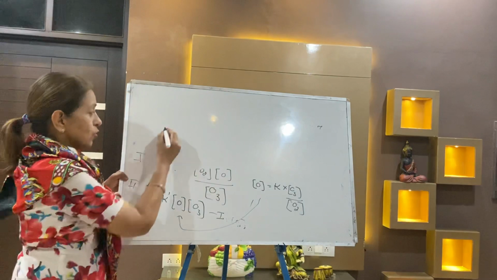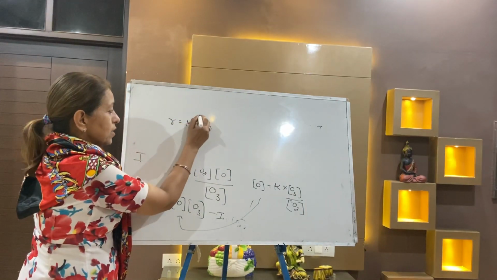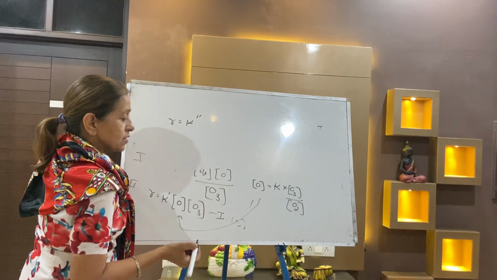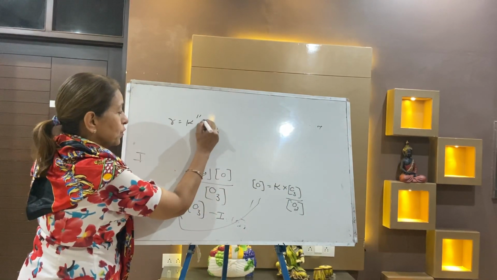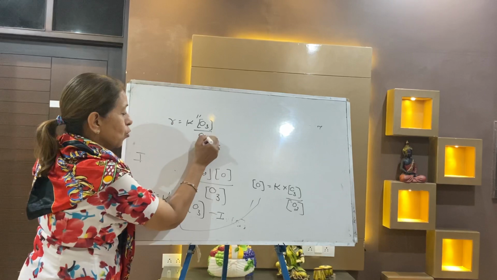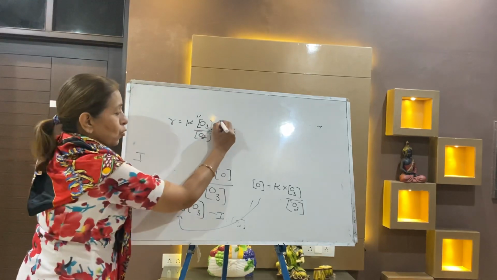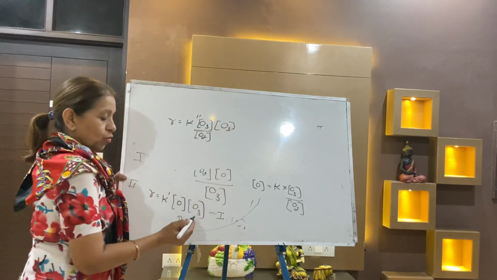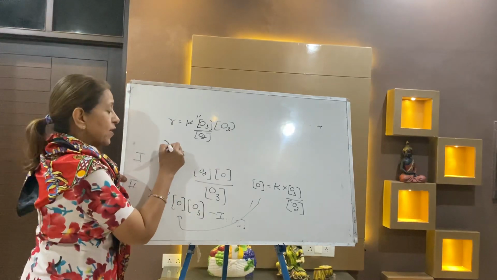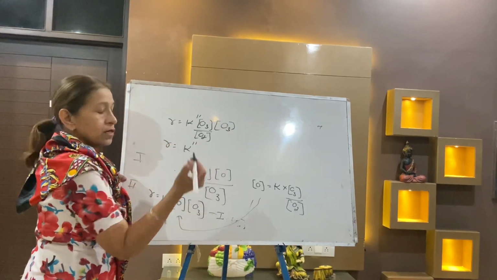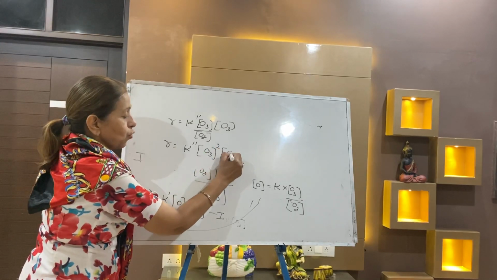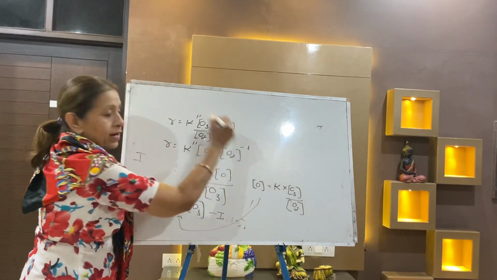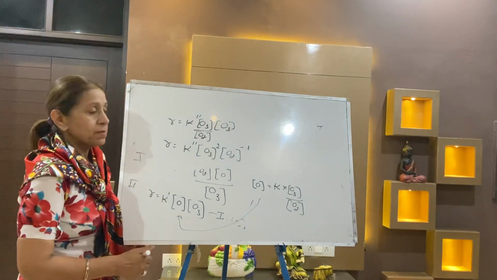nascent oxygen. The answer comes R is equal to K double dash. Your oxygen concentration is O3 by O2, and next is O3. Simplify it, and your answer is R is equal to K double dash O3 square into O2 minus 1. So this is very simple.